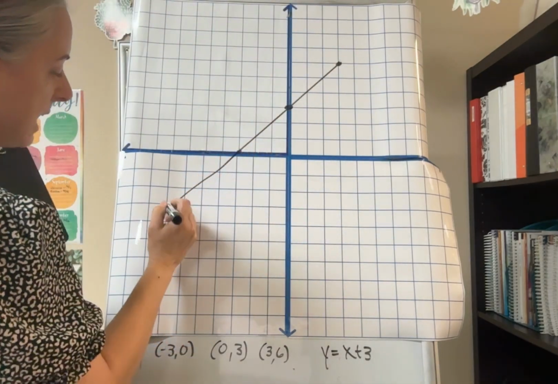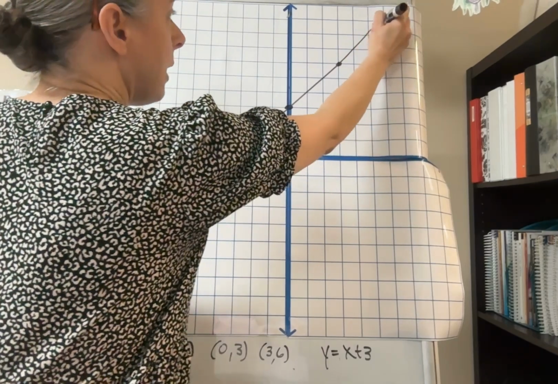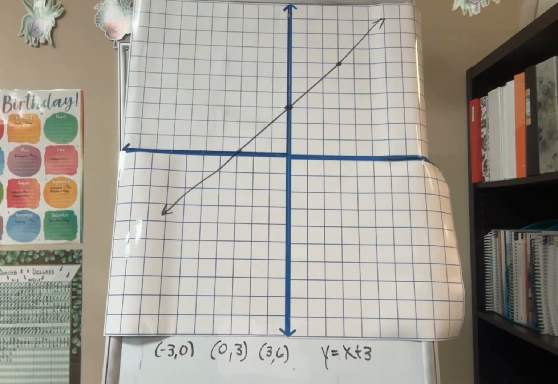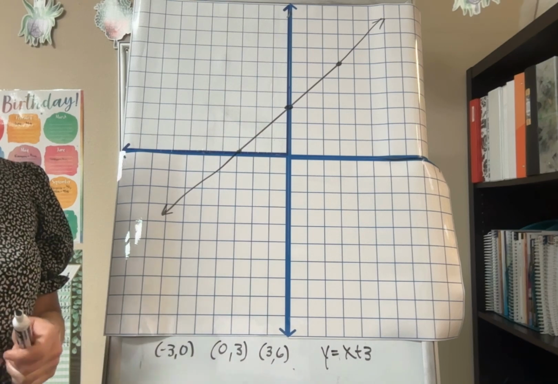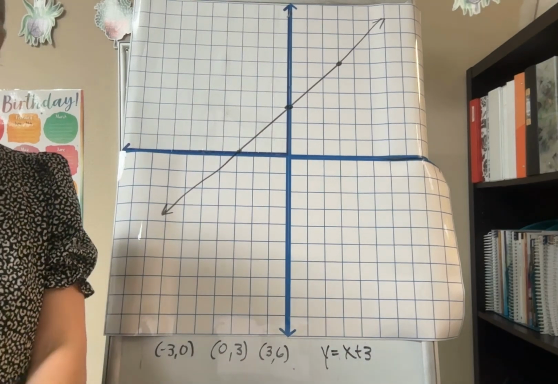Notice that when I connect these, they make a straight line, right? When we connect those dots, they make a straight line. That's because we have graphed a linear function. It graphs a straight line.